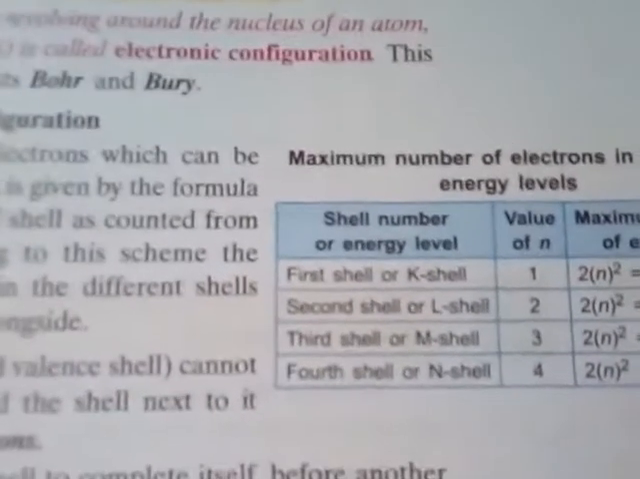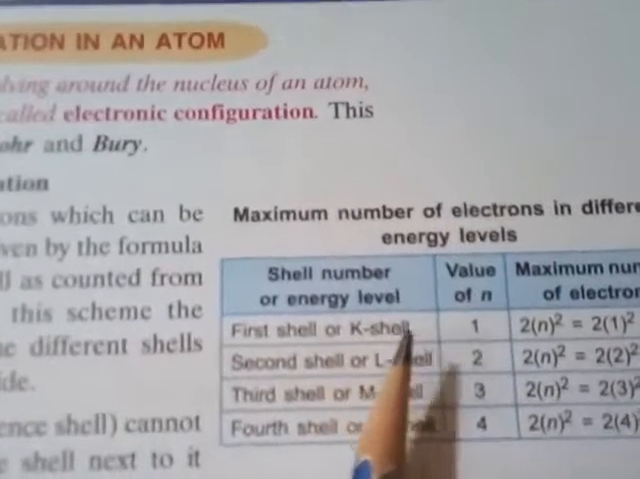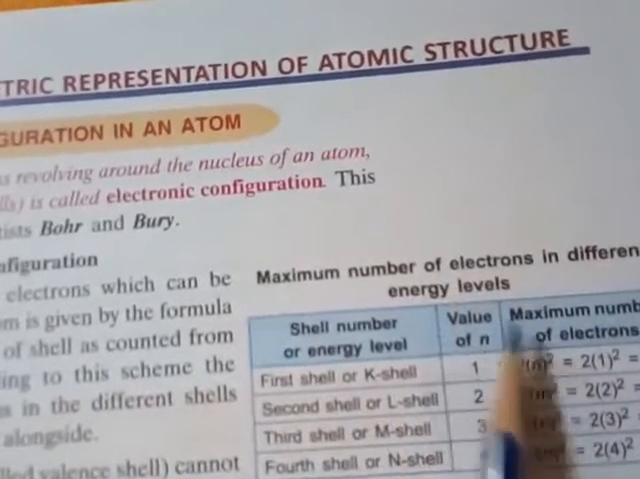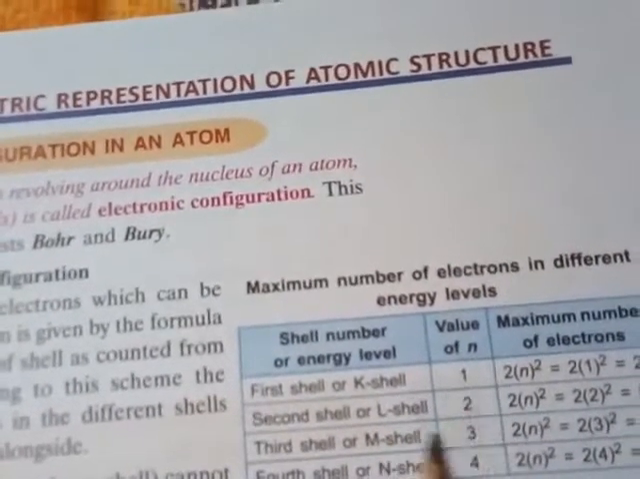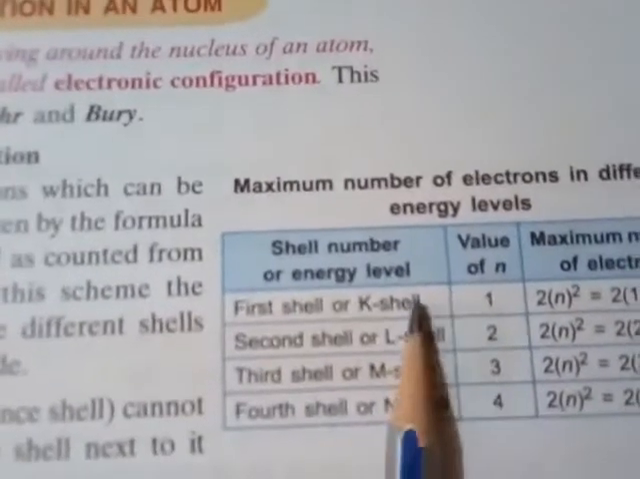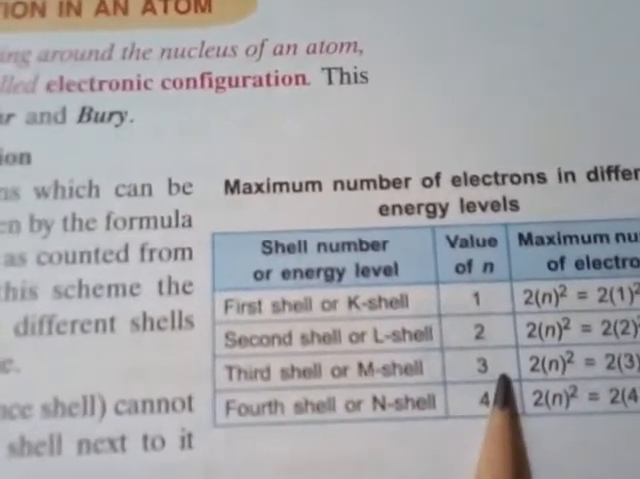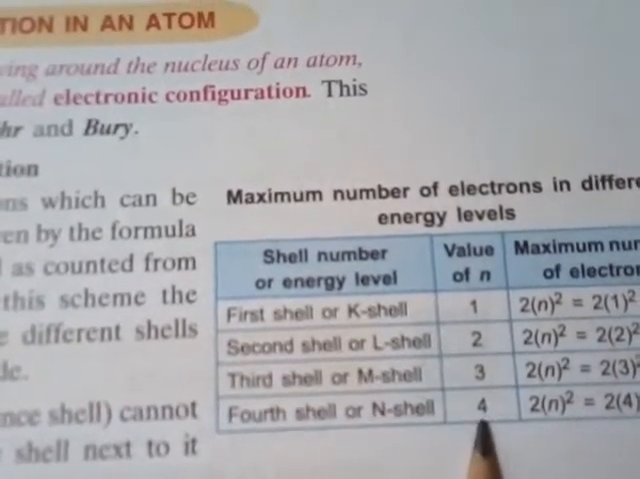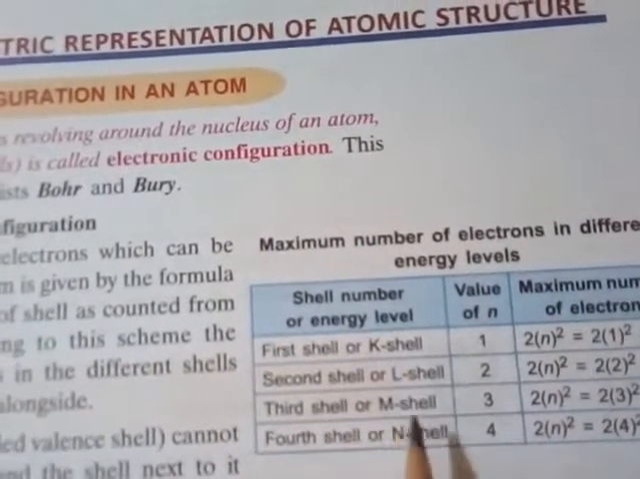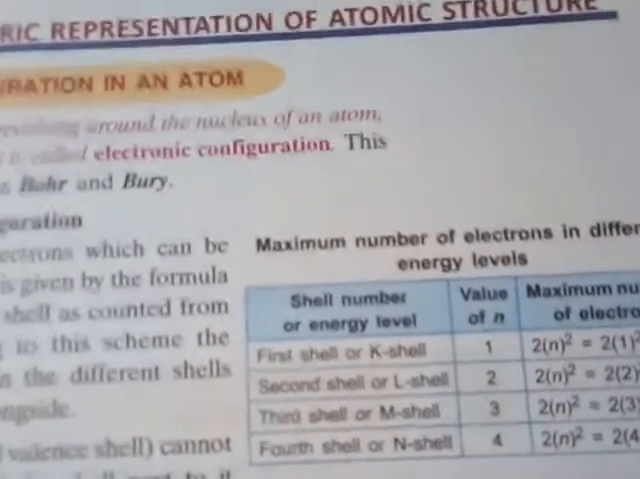The K shell is very close to the nucleus, and this is defined by a variable, the n value, which is called the number of the shell. When n is equal to 1, the shell is called the K shell. When n is equal to 2, it is the L shell. When n is equal to 3, it is the M shell. When n is equal to 4, it is the N shell, that means the fourth shell. You can represent shells by K, L, M, N, or by n equal to 1, 2, 3, 4, and so on.